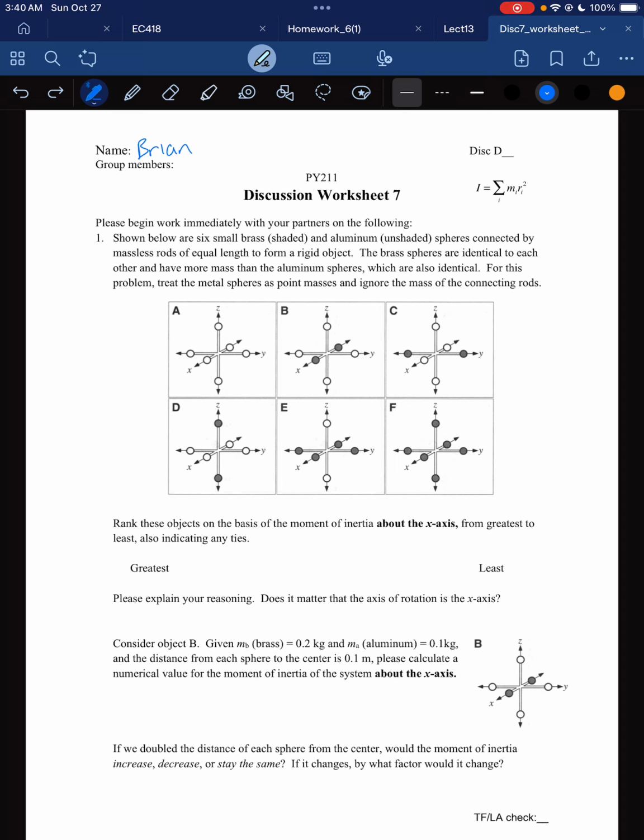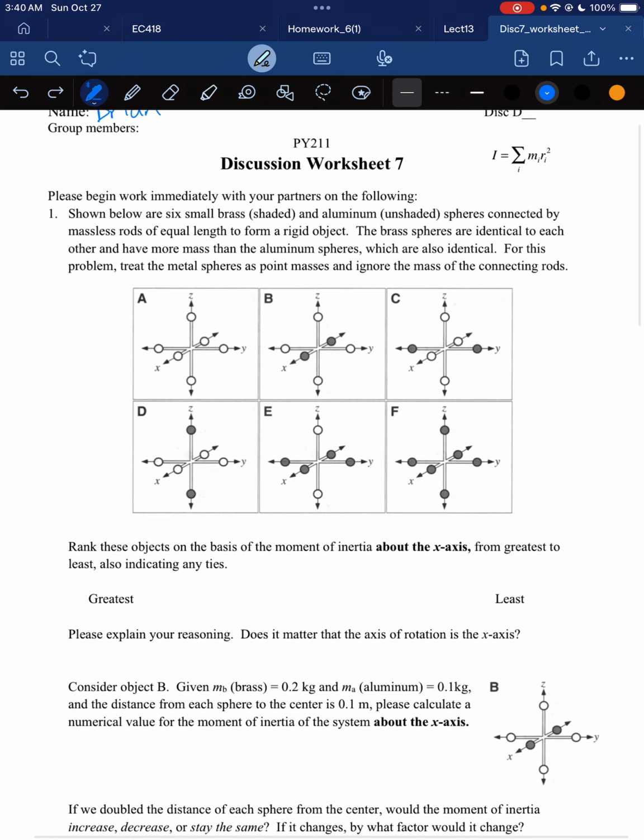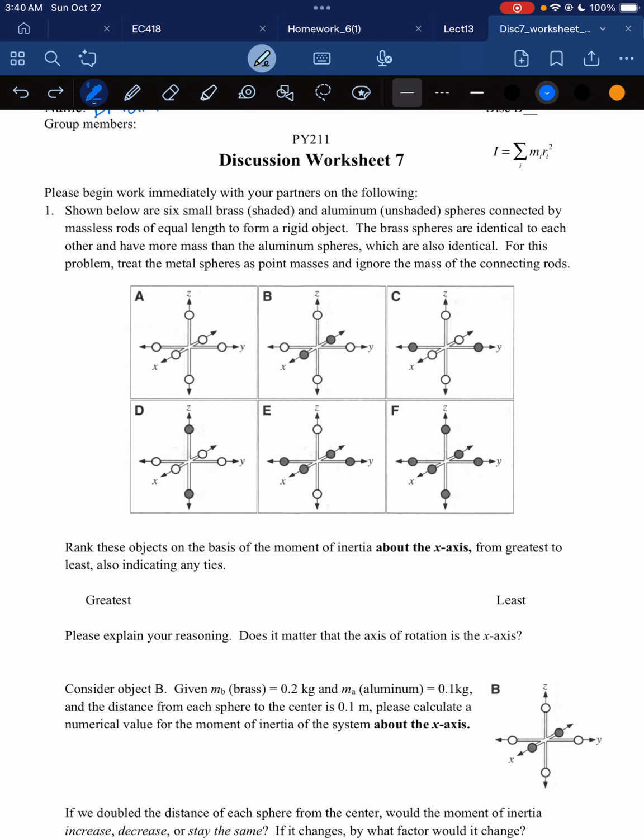So in problem 1, we have 6 different rigid objects. They're all comprised of 6 small spheres connected by massless rods of equal length, but in some of the diagrams we have shaded spheres, we have unshaded spheres, and they're all on different axes. And so we have to rank these objects based on their moment of inertia about the x-axis from greatest to least.